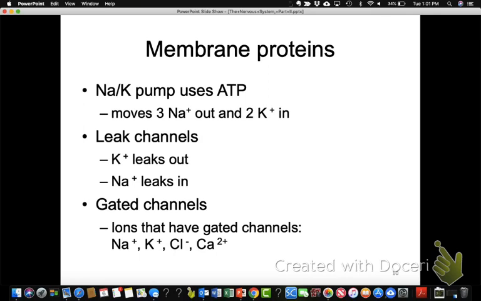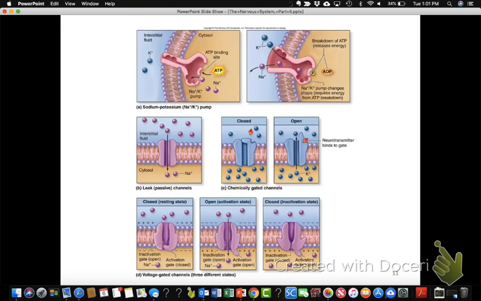So we know the sodium-potassium pump uses ATP to move 3 sodiums out and 2 potassiums in. You've got your leak channels, which we're kind of ignoring. And then there are actually 4 ions that have gated channels: sodium, potassium, chloride, and calcium, which at this point your book's been ignoring because it's not going to affect anything on the axon.